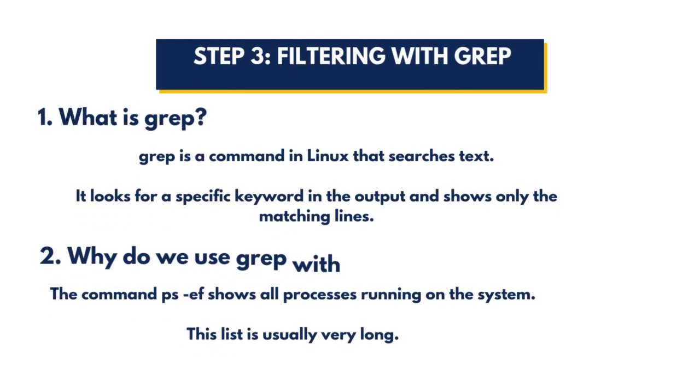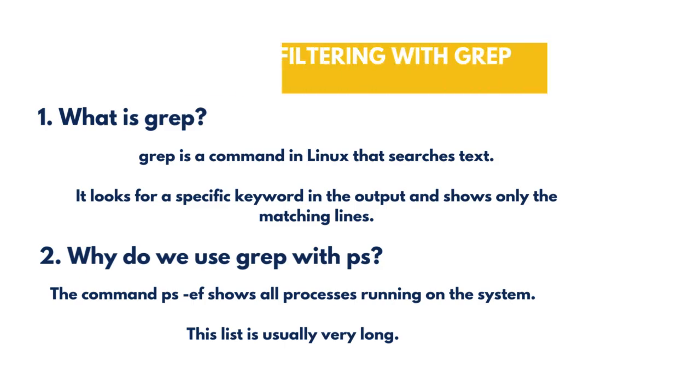Step 3. Filtering with grep. 1. What is grep? Grep is a command in Linux that searches text. It looks for a specific keyword in the output and shows only the matching lines. 2. Why do we use grep with ps? The command ps -ef shows all processes running on the system. This list is usually very long. As a DBA, you don't want to scroll through everything. You just want to see Oracle processes like pmon or smon. That's where grep helps, it filters the result.